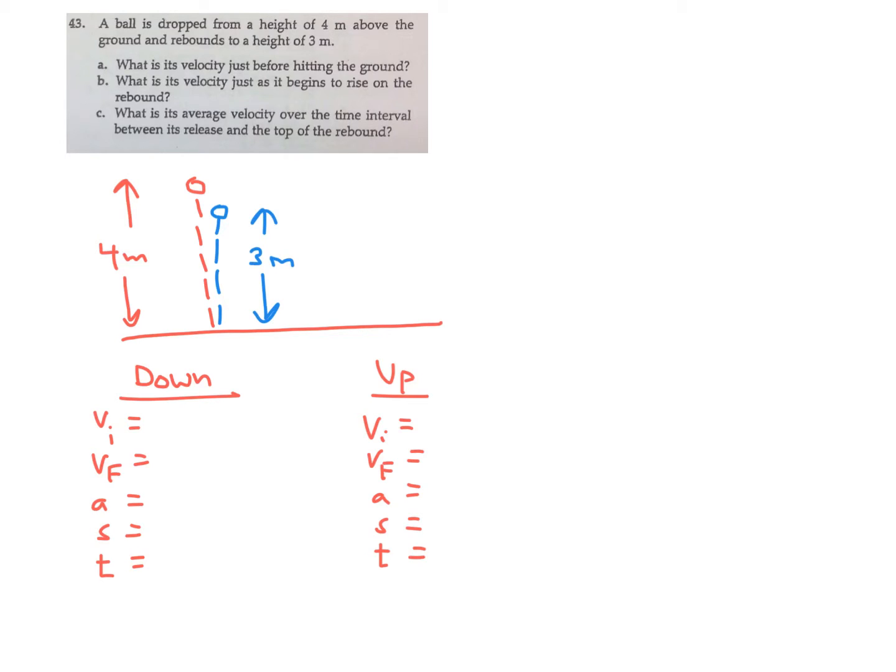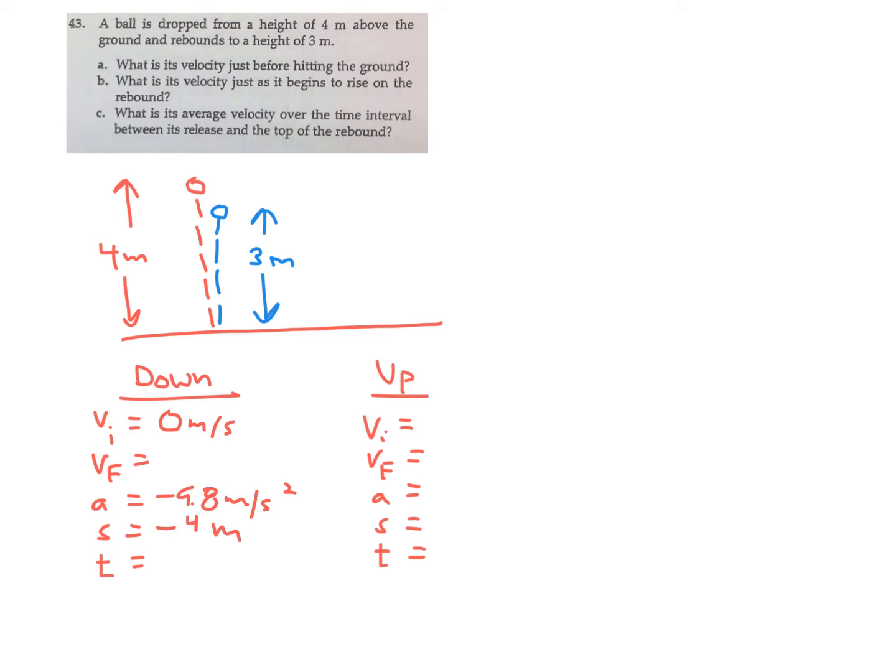You start by dropping it from a certain height, 4 meters, in which case your V initial is 0 from the top spot. It's accelerating down at negative 9.8 meters per second squared, and it's falling 4 meters, so negative 4 meters. So you can figure out V final, which would be as it's hitting the ground.